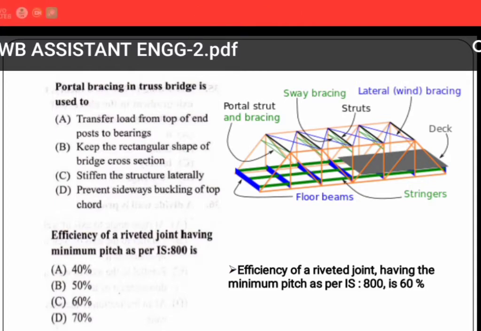Efficiency of a riveted joint having minimum pitch as per IS 800/2007. The correct answer for this question is 60%, that is option C. As per IS 800, the efficiency of a riveted joint having minimum pitch of 2.5 into the gross diameter is 60%. Now proceeding to the next question.